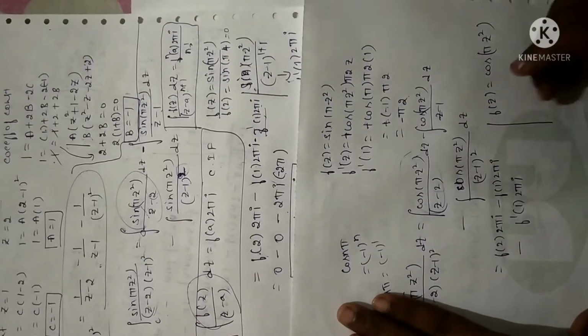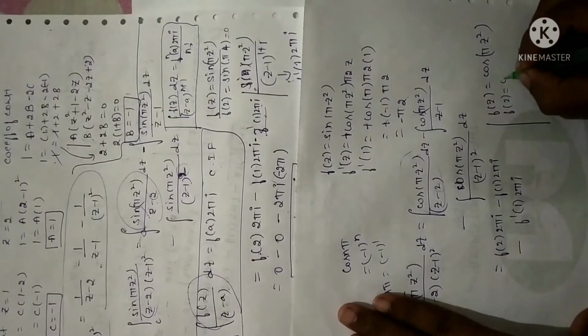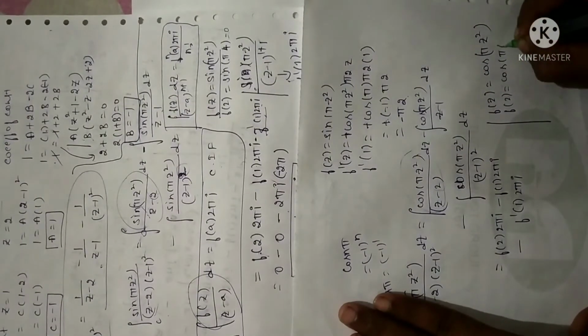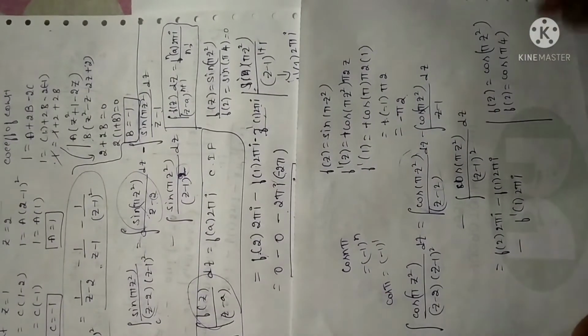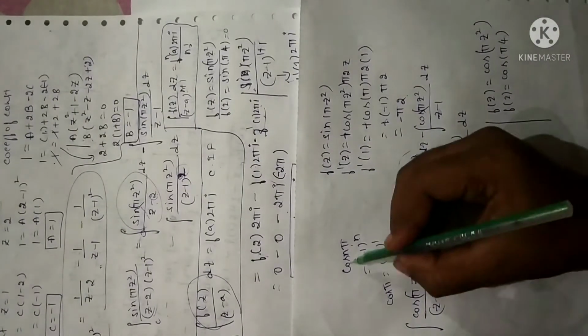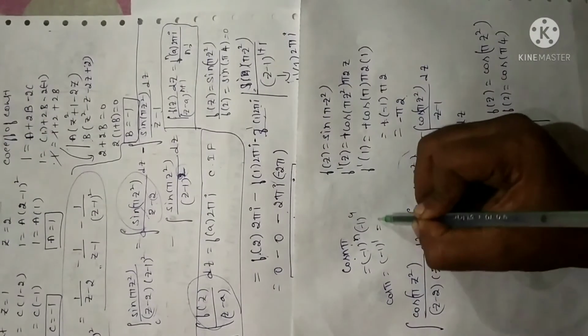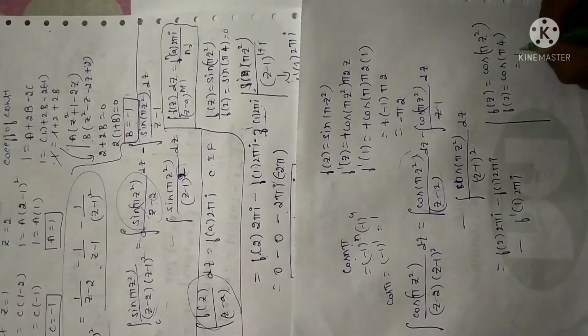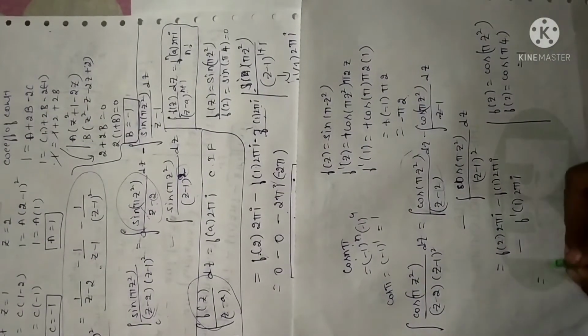Clear? Now let me calculate the f of 2 value. f of 2 is equal to cos of pi into 2 square is 4. So just now I have told you cos n pi value is minus 1 power of n. Here n value is 4. So minus 1 power of 4 is 1. So cos 4 pi is 1. Fine. So f of 2 value is 1.